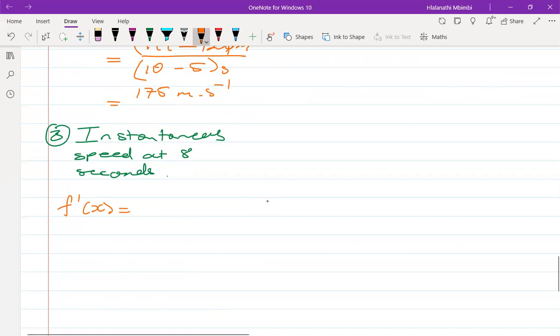The derivative for this particular function would be 3t squared. Oh, why am I putting x here? Thank you. T, and then they want to know what that is at 8 seconds. So that would be 3 times 8 squared. You want to confirm that for me? 192 meters per second. It's speed as well.